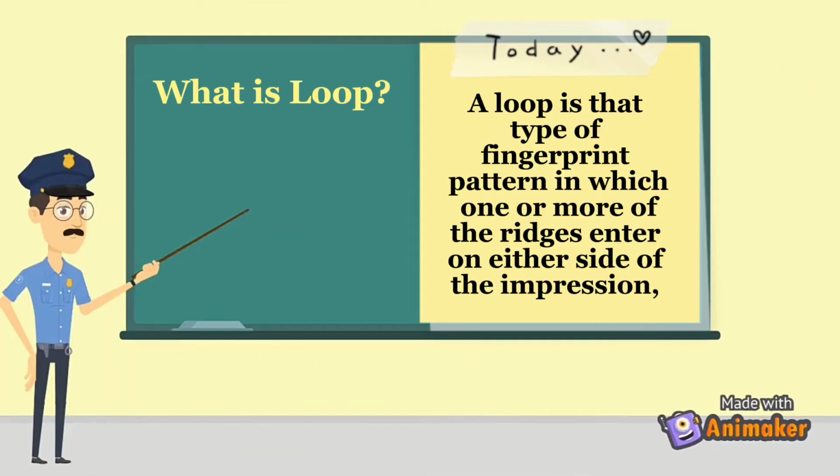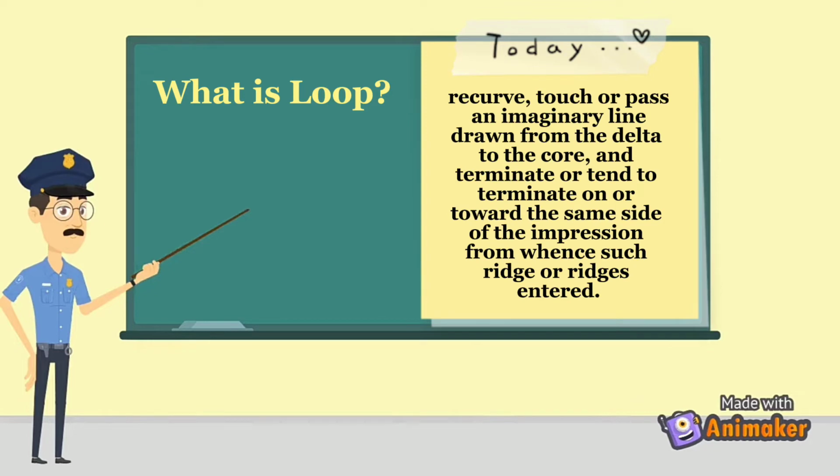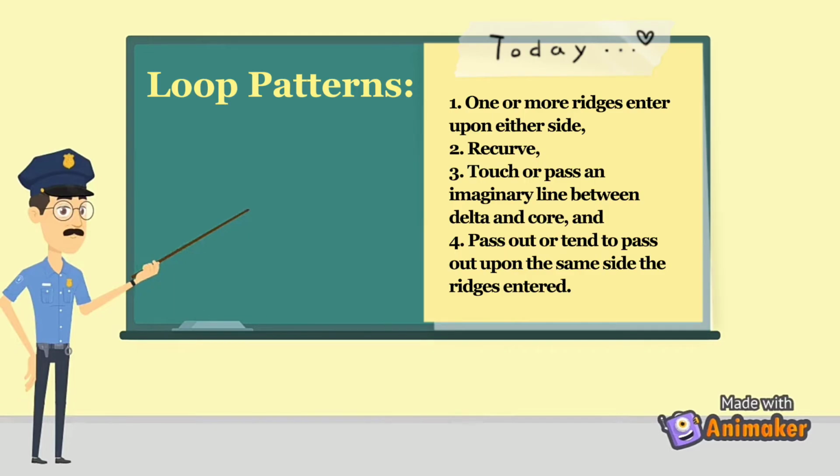What is a loop? A loop is that type of fingerprint pattern in which one or more of the ridges enter on either side of the impression, recurve, touch or pass an imaginary line drawn from the delta to the core, and terminate or tend to terminate on or toward the same side of the impression from whence such ridge or ridges entered.